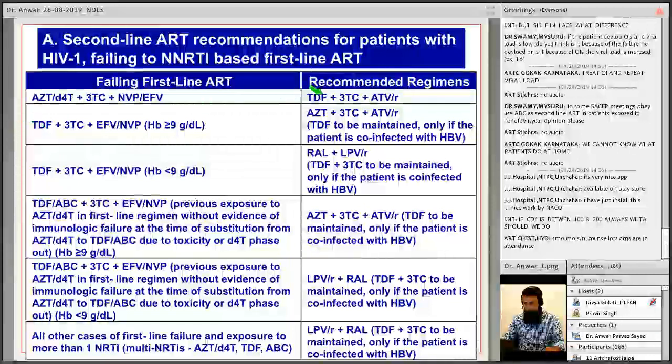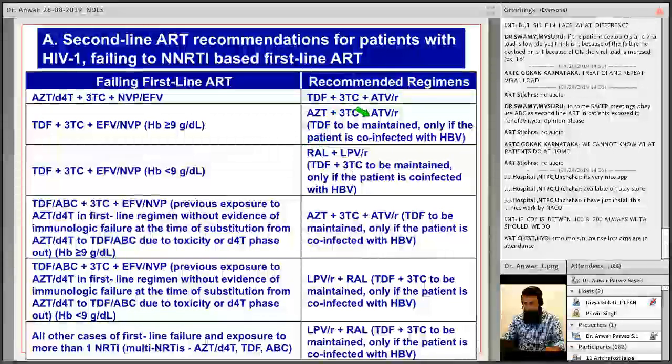Those who were started on tenofovir based first line, zidovudine is actually better for them. But as you know, zidovudine can only be used if hemoglobin is more than 9. That is why if hemoglobin is less than 9, you cannot use zidovudine in those cases, and the patient has already failed tenofovir. And if anyone is failing on tenofovir, you cannot use abacavir in that patient. Because, if you remember the mutation name K65R, in presence of that, both these drugs will be out. That is the reason we use raltegravir in that case.